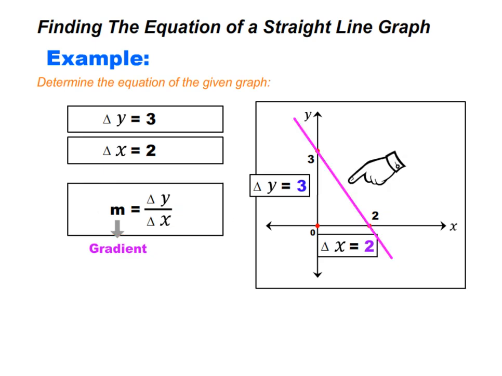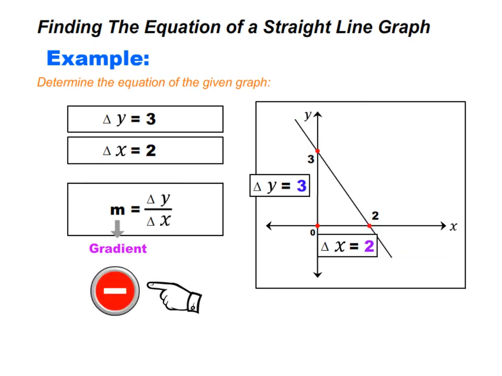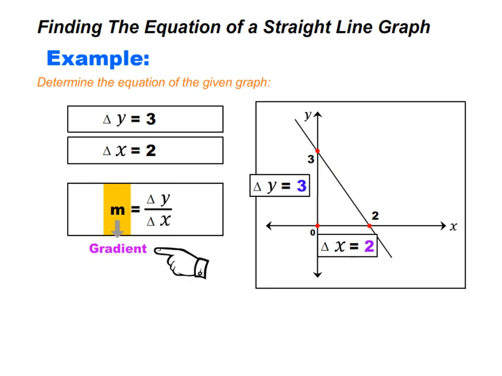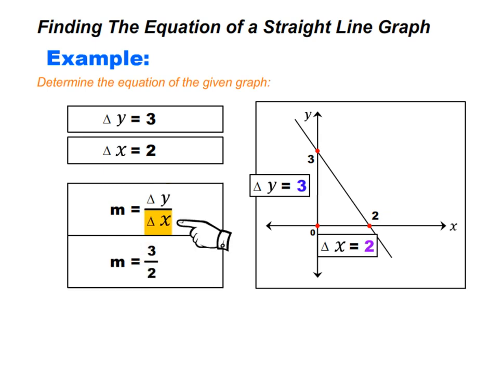Look at the line. This line is a downhill, which means our gradient is negative. Let us now continue. m, which is the gradient, is equal to delta y over delta x. This m represents the gradient. In the place of delta y, we put 3. In the place of delta x, we put 2. So far we have m being equal to negative 3 over 2. Remember, our line is a downhill, so our gradient has to be negative.